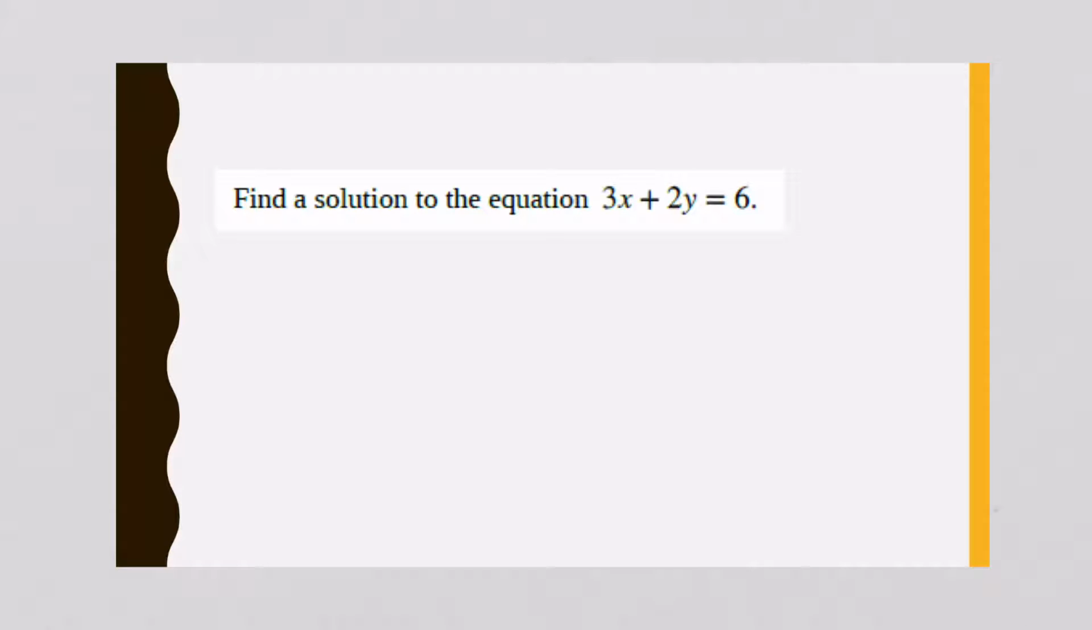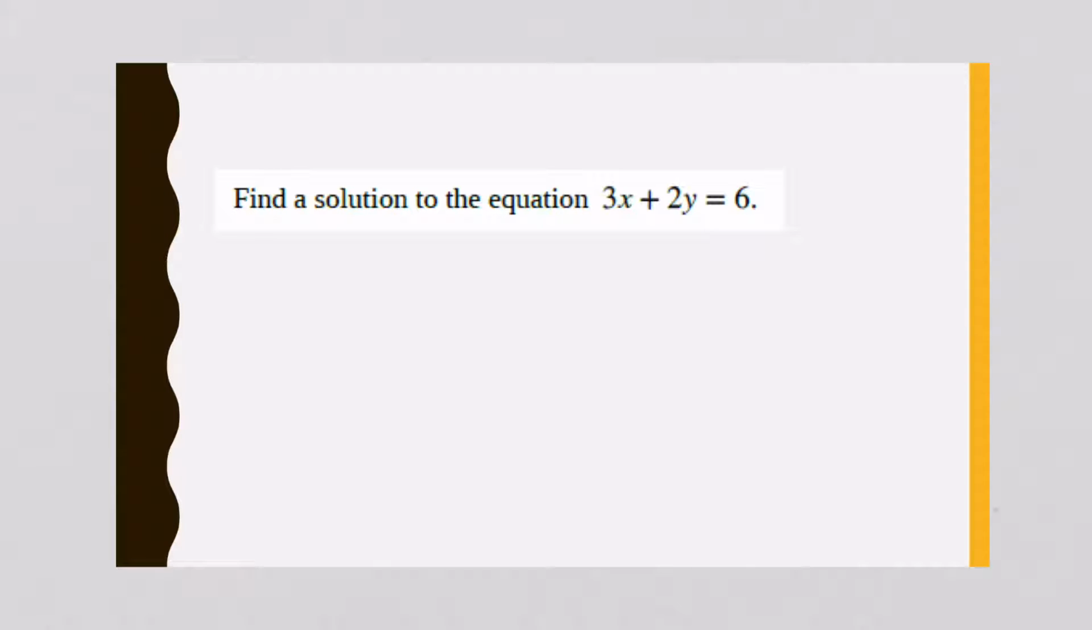Okay, so we don't have a table. They say just find a solution to the equation 3x plus 2y equals 6. Now, guess what? That means that every single person in the class can give me a different answer, and every person can be correct at the same time.